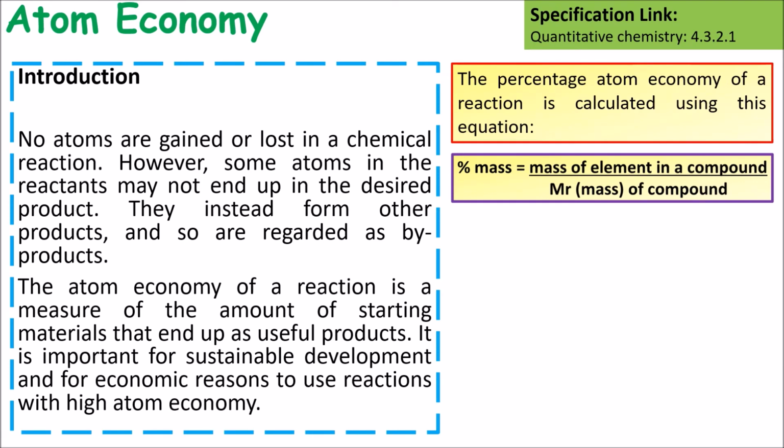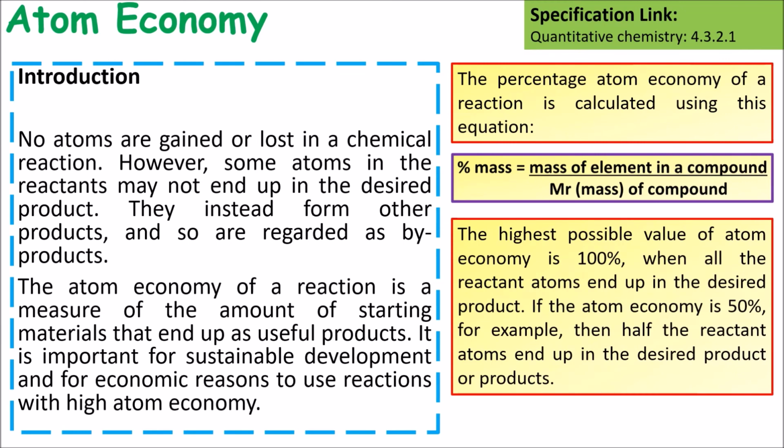So the percentage atom economy in a reaction can be calculated using this equation. Its percentage by mass is equal to the mass of the element in a compound divided by the MR of that compound. So the highest possible value of an atom economy is 100%, when all the reactant atoms end up in the desired product. So if the atom economy is 50%, for instance, then half the reactant atoms end up in the desired products.